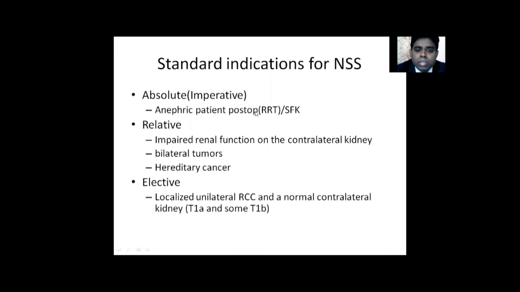There's an absolute indication when someone has one kidney; we have to go for a partial nephrectomy. Otherwise, the patient will end up in lifelong dialysis or renal replacement or renal transplant after 2 years. But there are relative indications for renal cancer, like CKD patients or bilateral tumors, or people with von Hippel-Lindau syndrome where they develop bilateral tumors. The elective indication is any T1A or T1B, some T1B, and rarely some T2, where we can go for an elective partial nephrectomy and their renal function is normal.